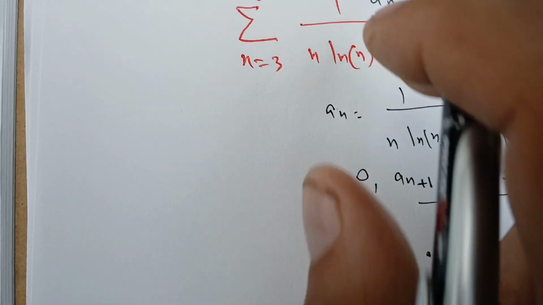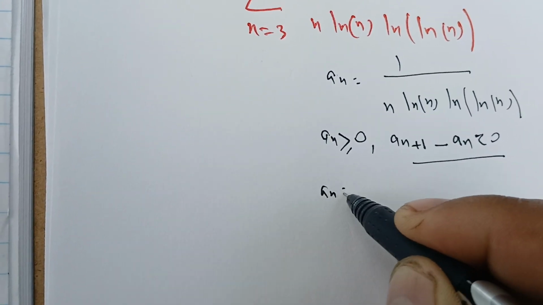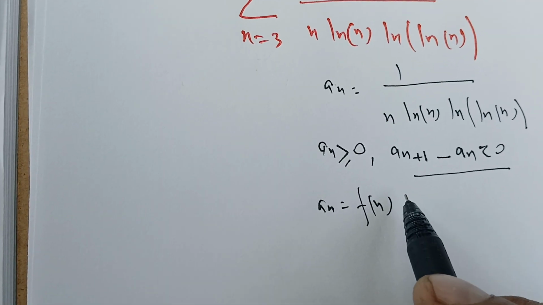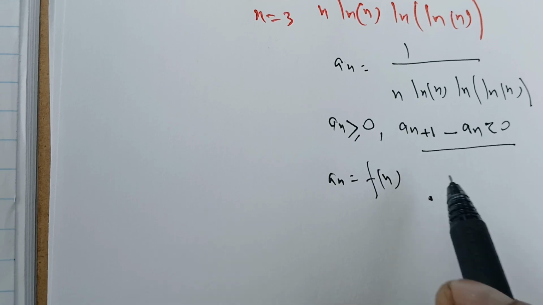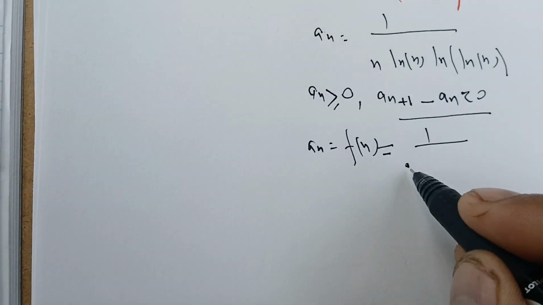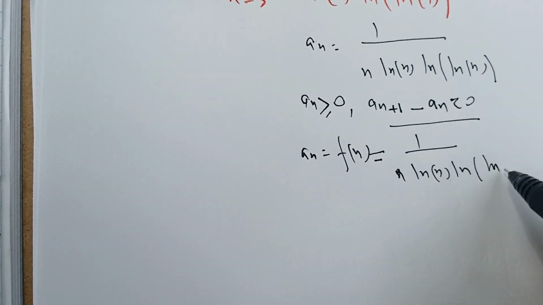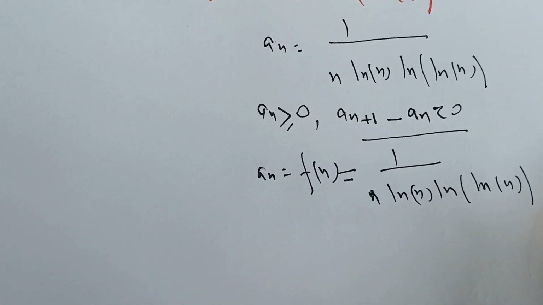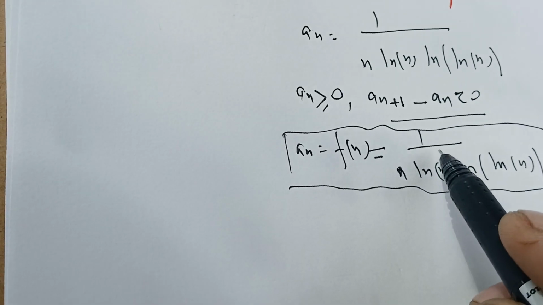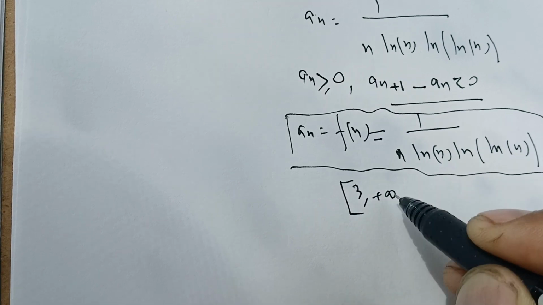And to compare it with a function, we need to have the function f of n equal to a_n. The function has to be continuous, positive and decreasing. So if we let f of n equal 1 over n times ln of n times ln ln of n, then this function is positive, decreasing and continuous on the interval from 3 to plus infinity.